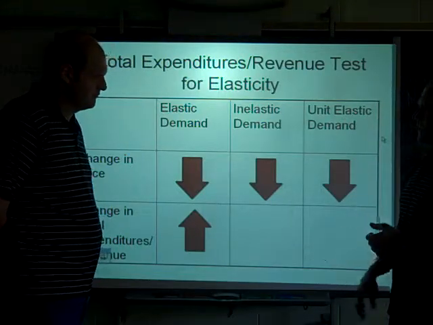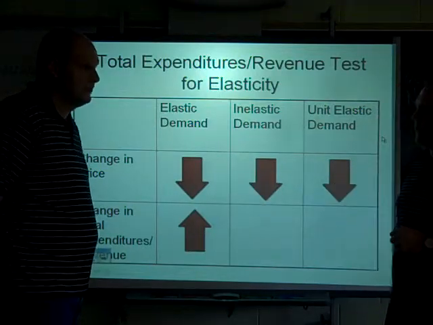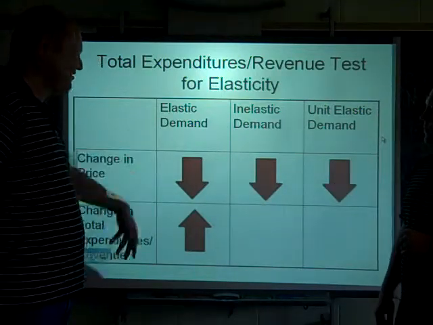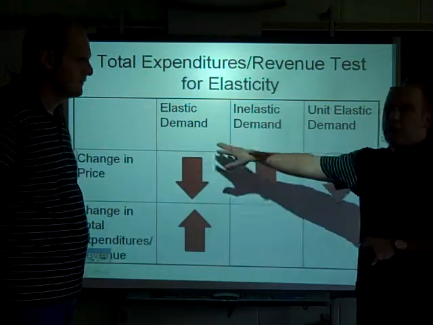So what does that tell us, Mr. C, about an upward change in price? What would happen to our total revenue? Well, what you'd see with an upward change in price is that you would see a downward change in revenue. Right, because when the arrows move opposite of one another, we know it's elastic.